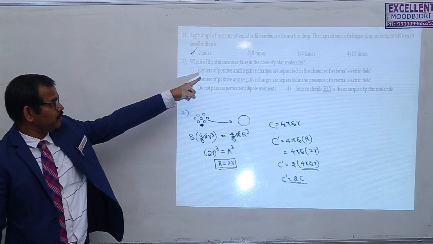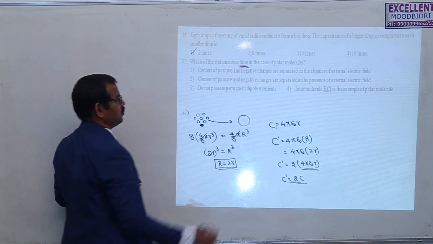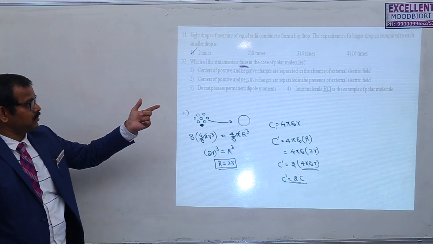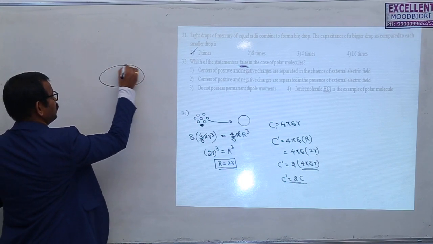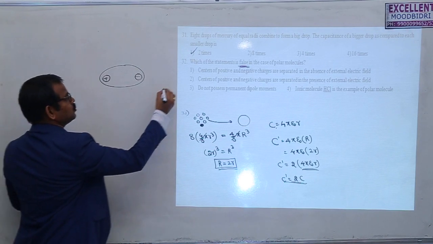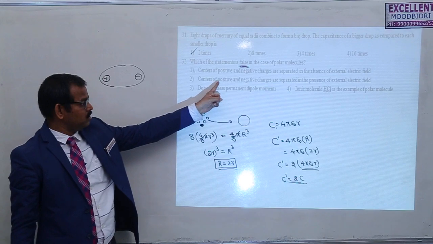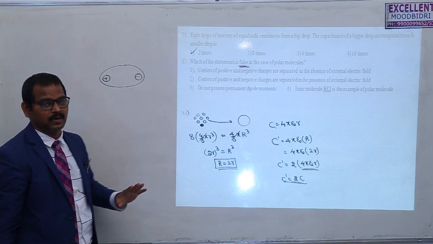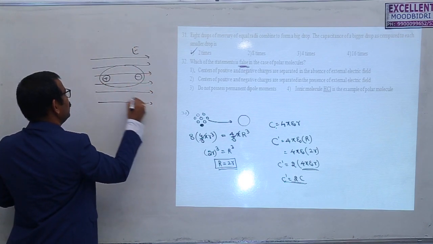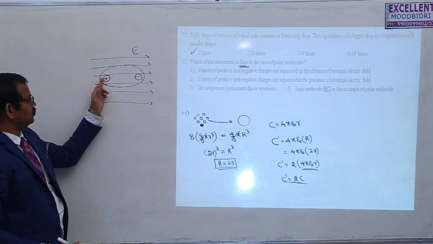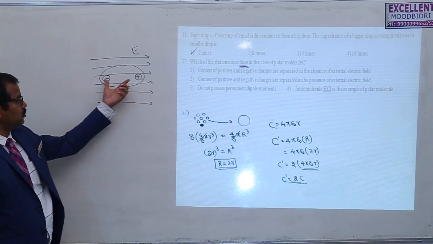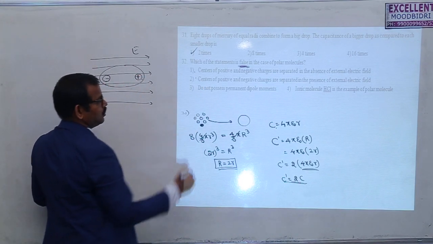Next one, which of the following statements is false? This is not true, this is false in case of a polar molecule. The first one, centers of positive and negative charges are separated in the absence of an external electric field. A polar molecule is a molecule in which the centers of the positive and negative charges are separated by some gap. So this is the correct one. Centers of positive and negative charges are separated in the presence of an external electric field. If you keep it in the presence of an external electric field, then also these will remain the same. This will come this side and this will come this side. Even then the negative and positive charges are separated. So this is also a correct statement.